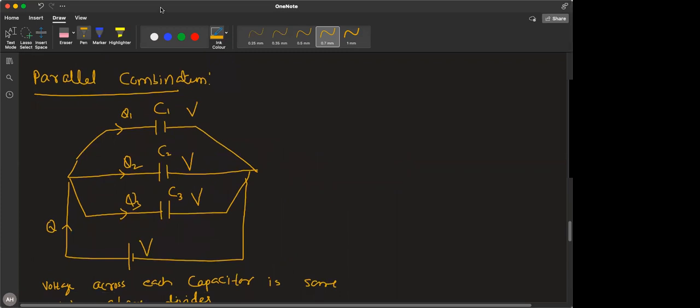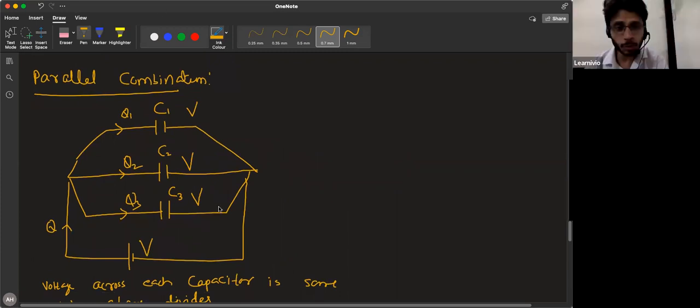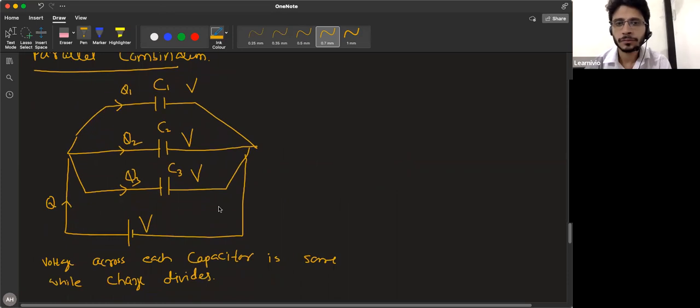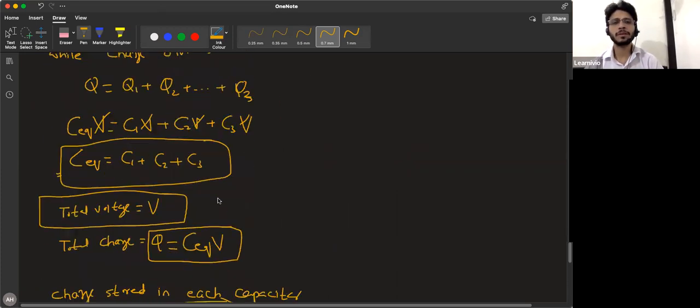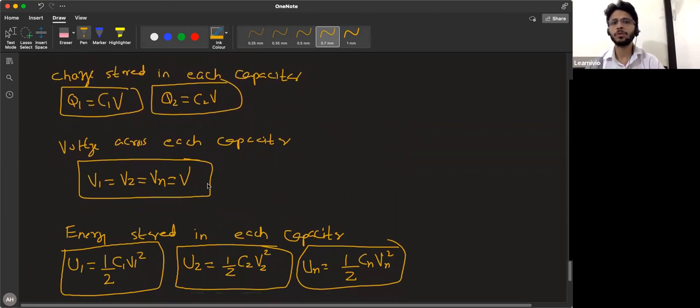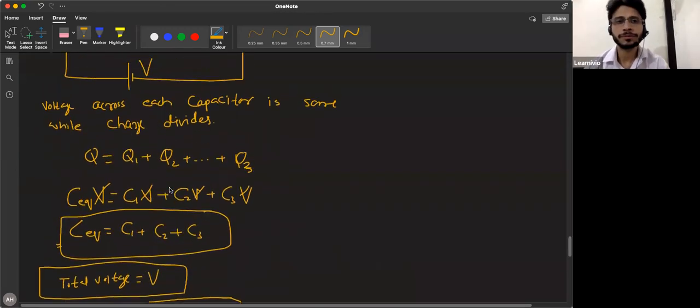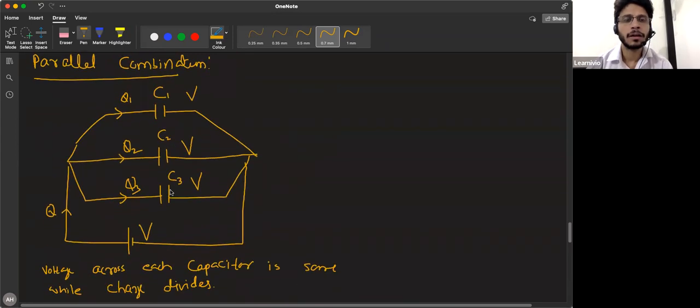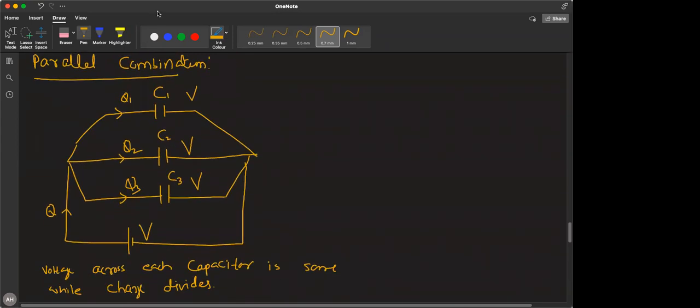So the voltage will be same, right? Why are we taking V1 and V2 like that? I wrote them as V1, V2, Vn, all equal to V. Okay, sir. I keep their names as V1, V2, and then I say that it is equal to V.